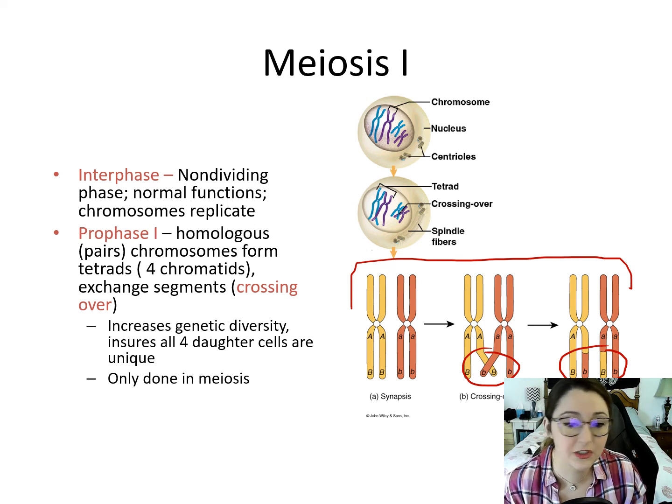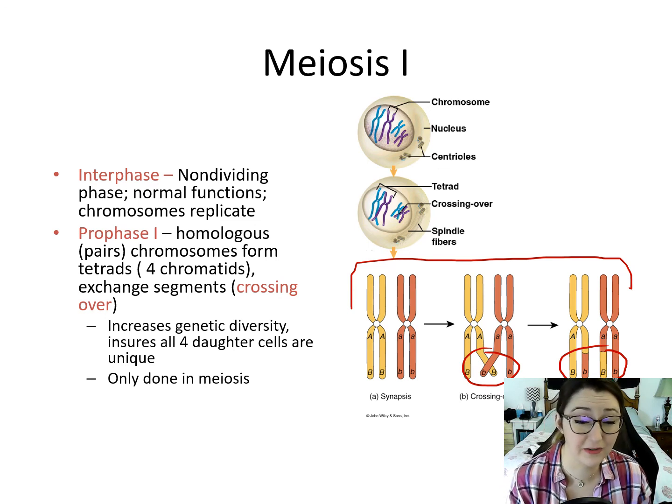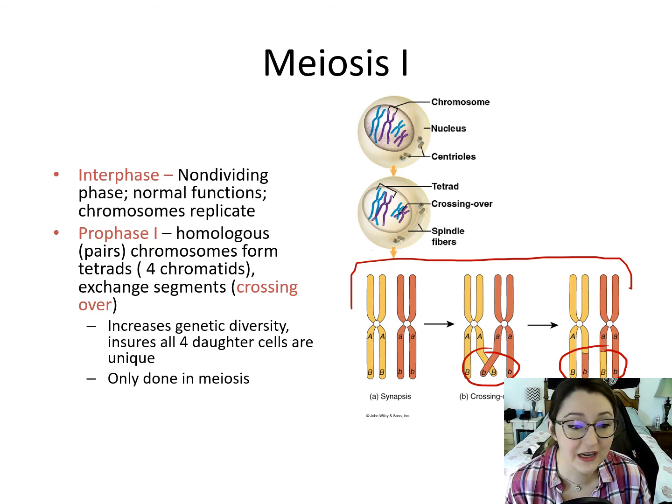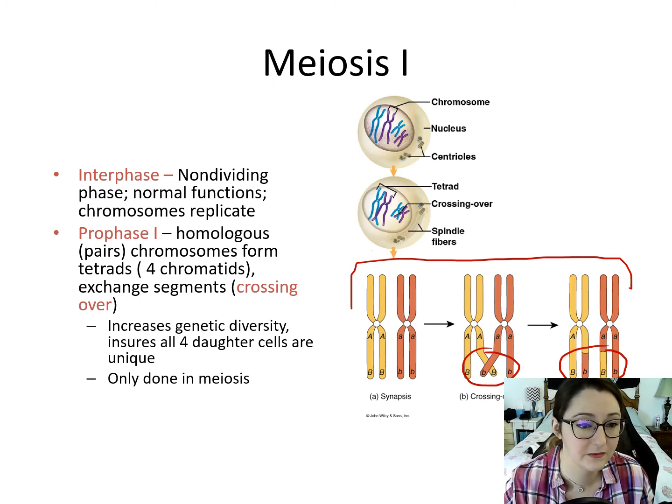This is important because you don't want everybody to be exactly the same. Otherwise, if something goes wrong and there's a malfunction within that genetic coding, then that problem gets passed on and passed on. So by splitting it up and exchanging that information, we have a higher chance of something good happening rather than something bad. But this is only done in meiosis. Remember, we are talking about sex cells here.